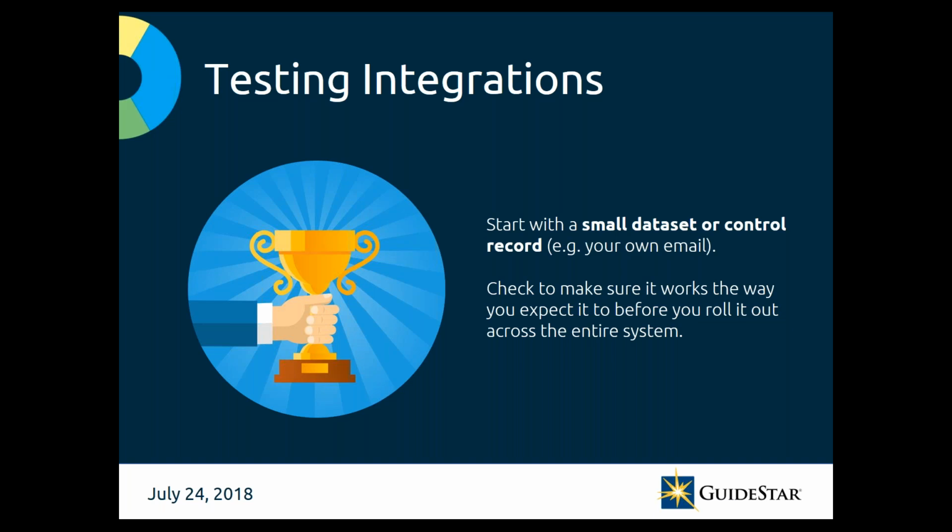So I always suggest that you do a control record or a small data set before you roll out the whole thing. So let's say you're using Zapier. They have built-in testing, like test that the thing works before you actually go and turn it on for everybody. Like, you want to know what's going to happen.